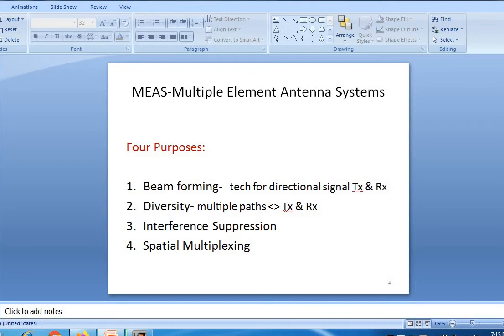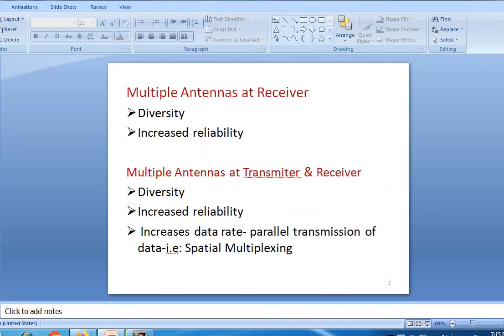The third case is interference suppression. More than one signal is propagating, so one signal can interfere with another signal. In order to overcome this, the interference by one signal with a neighboring signal has to be suppressed. That is also done by this multiple element antenna system. The next one is spatial multiplexing, which we'll be seeing in the forthcoming slides.